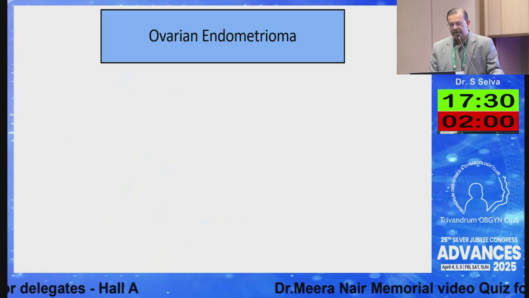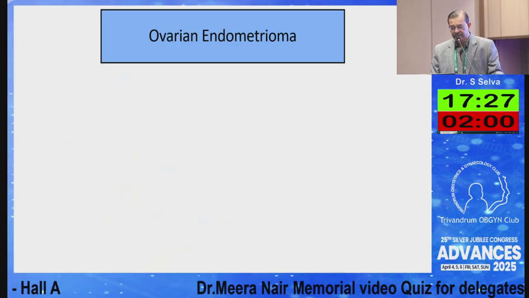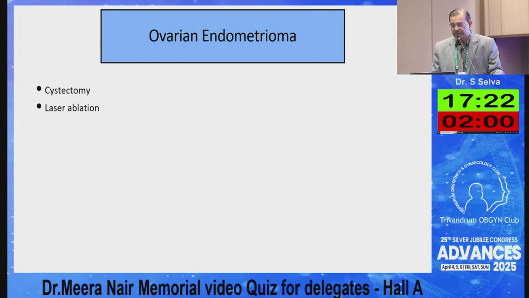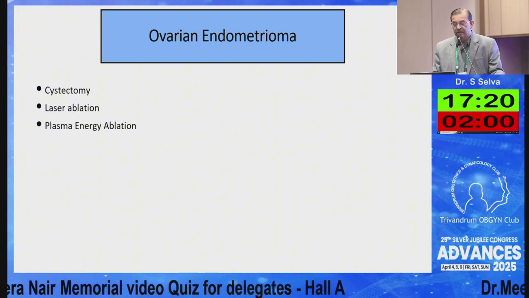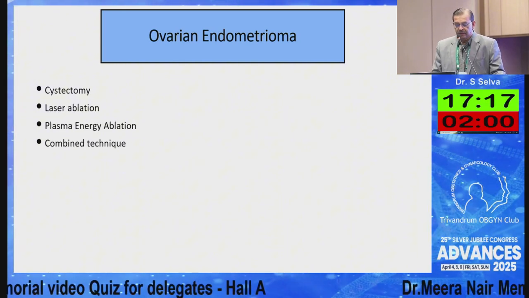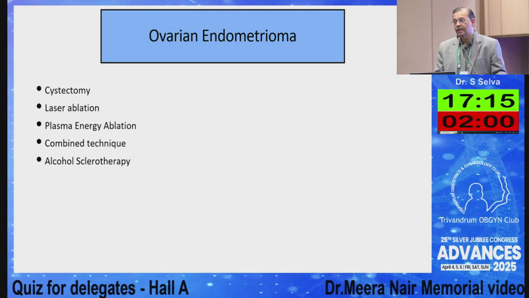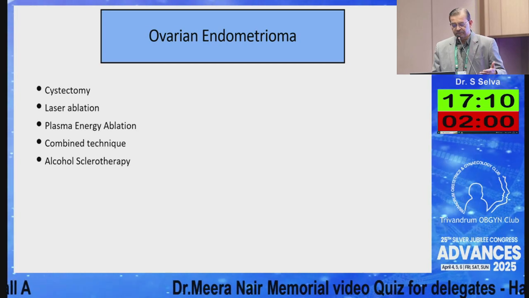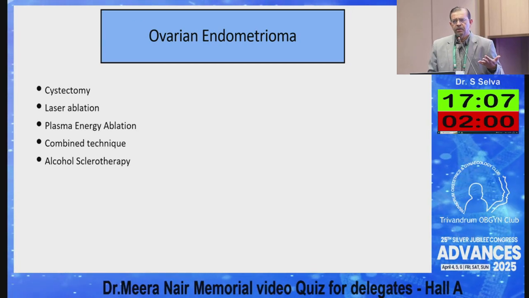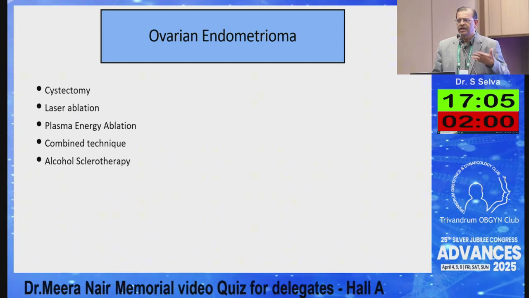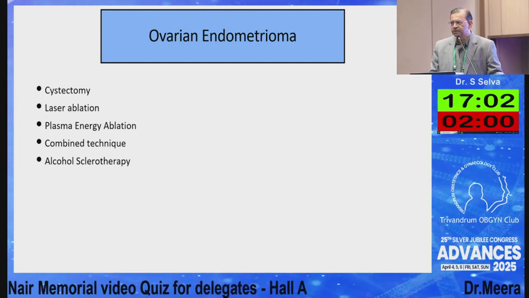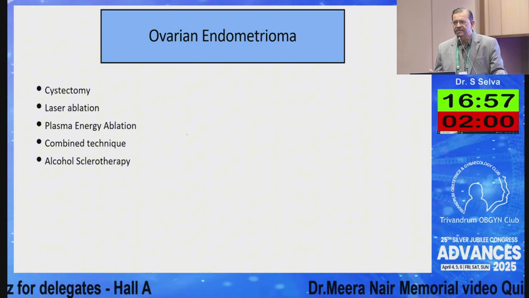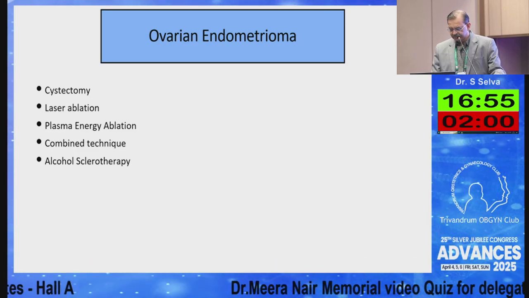Now, when we look at ovarian endometrioma, what are the options we have? The first is, of course, cystectomy. Then we have ablations. And the ablation therapies available are laser ablation, plasma energy ablation, combined technique, and also alcohol sclerotherapy. So I'm going to show you all these different techniques and then tell you what is the evidence for changing from our traditional laparoscopic cystectomy to ablative or sclerotherapy, and what is the evidence for these alternative methods.